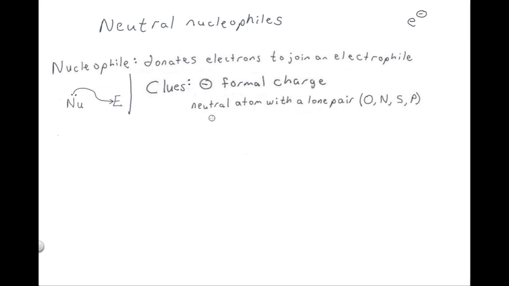Now, how can you tell whether a neutral atom has a lone pair? Well, you should just memorize that usually when we're talking about a neutral nucleophile, we're usually talking about one of these four atoms. So you should just memorize that neutral oxygen, neutral nitrogen, neutral sulfur, and neutral phosphorus all have lone pairs.